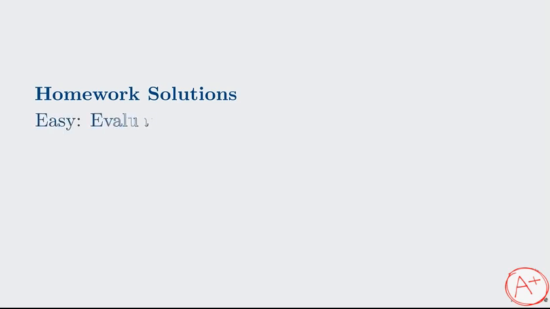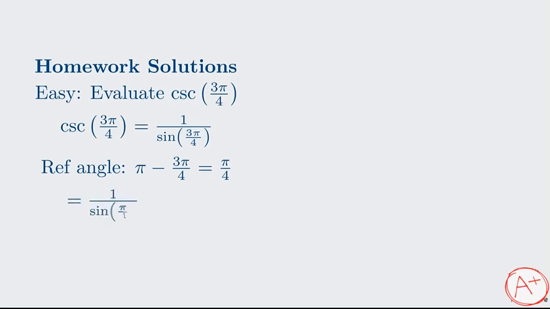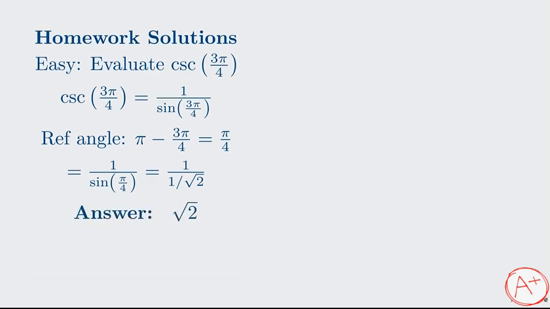For the easy question, we need the exact value of cosecant of 3 pi over 4. Cosecant of 3 pi over 4 is 1 over sine of 3 pi over 4. Since 3 pi over 4 is in the second quadrant, sine is positive. The reference angle is pi minus 3 pi over 4, which is pi over 4. This equals 1 over sine of pi over 4, which is 1 over square root of 2. This simplifies to the square root of 2.